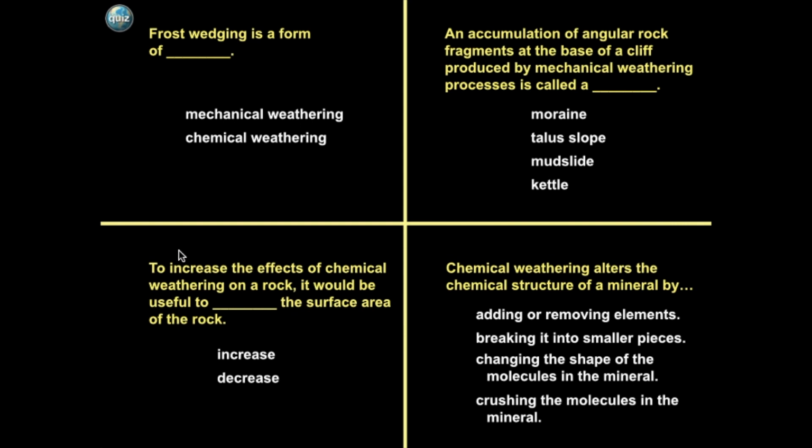To increase the effects of a chemical weathering on a rock, it would be useful to increase or decrease the surface of the rock. Chemical weathering alters chemical structures of a mineral by adding or removing elements, breaking it into smaller pieces, changing the shape of the molecules in the mineral, crushing the molecules in the mineral.